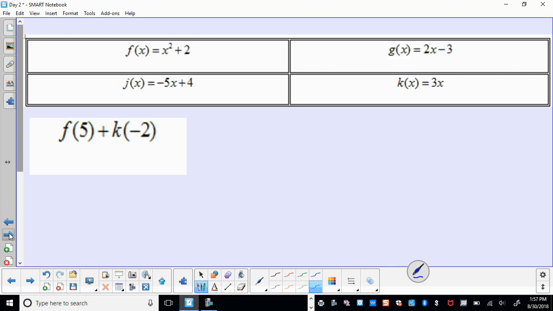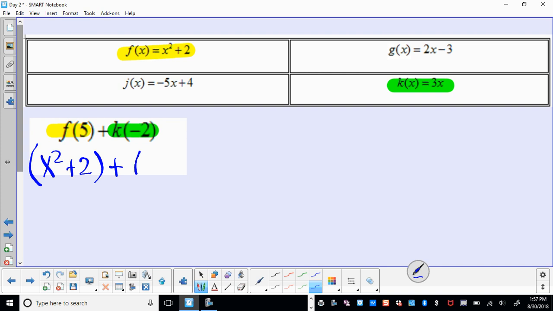All right, so now we're going to switch gears a little bit, and we're going to go to addition. Okay, and now we are adding different functions. So I need to add my f function plus my k function. Those are the two I'm focusing on right now. My f function is x squared plus 2. Let's put the whole thing in parentheses. Plus my k function is 3x.